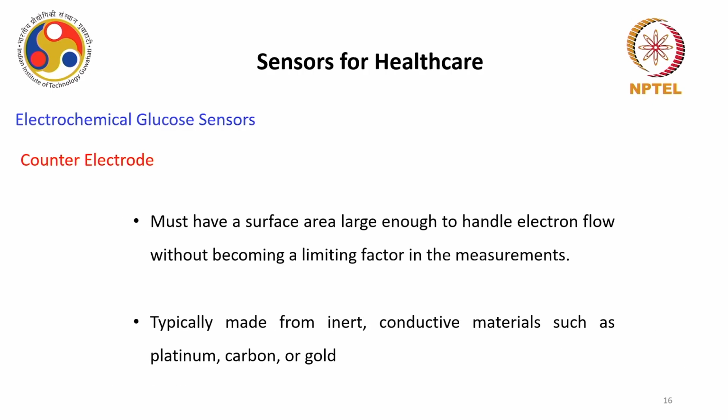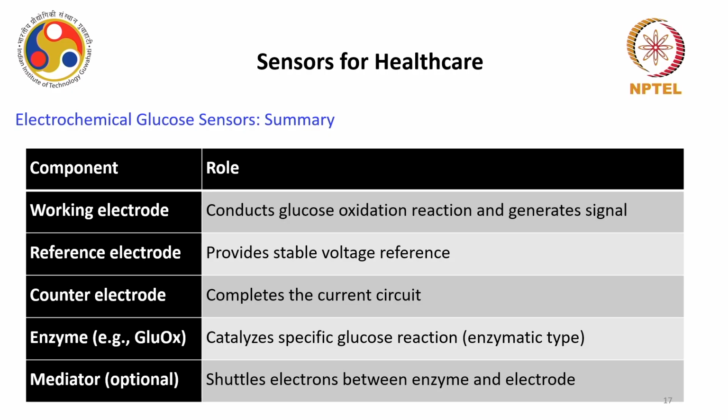So, for a good counter electrode, it must have a high surface area. The surface area at least should be large enough to handle the electron flow without becoming a limiting factor in the measurements. Mostly these are made up of inert conducting material, for example, again the platinum, carbon, and gold kind of materials.